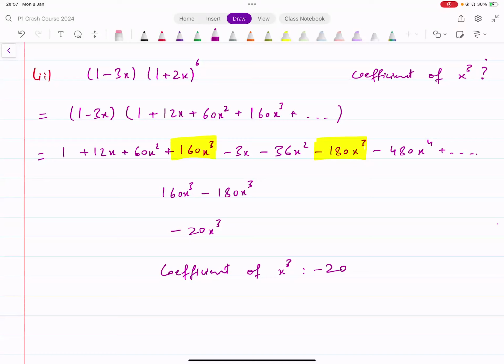Okay, this is one way of doing this. Any questions on this? Does everyone understand this? Now, there may be a quicker way of doing this. We'll discuss that. But any problem with this? Yes, Abdullah?